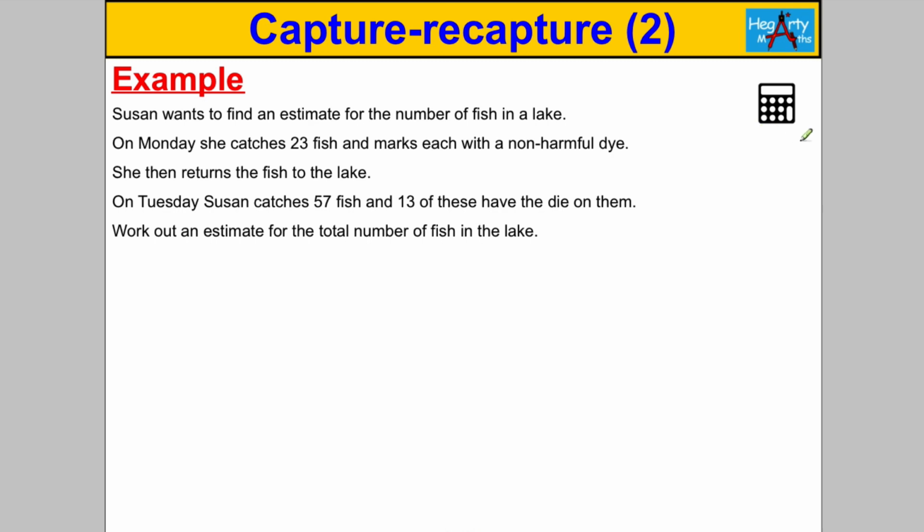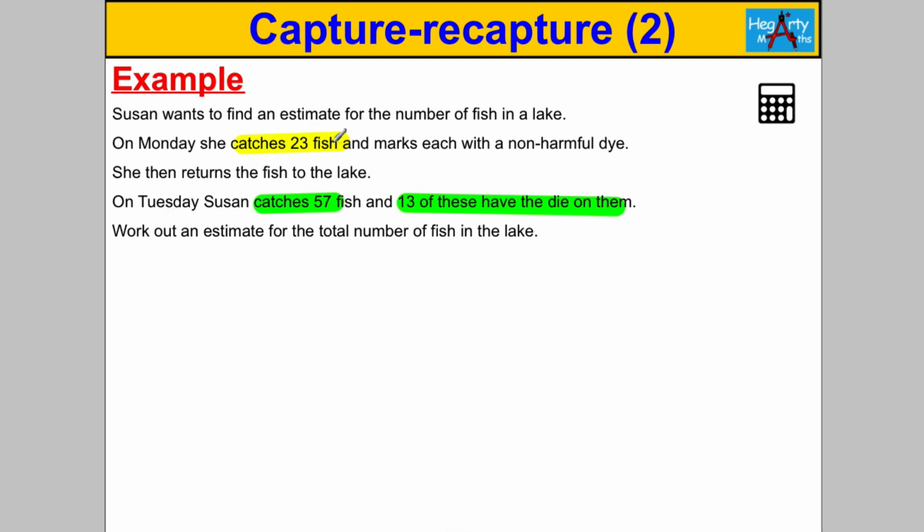So you'll notice here it says you're allowed to use a calculator, and it starts off very similar to the ones we've seen. Susan wants to find an estimate for the number of fish in a lake. On Monday she catches 23 fish and marks them with a non-harmful dye. She returns the fish to the lake. On Tuesday she catches 57 fish and 13 have the dye on them. Work out an estimate for the total number of fish.